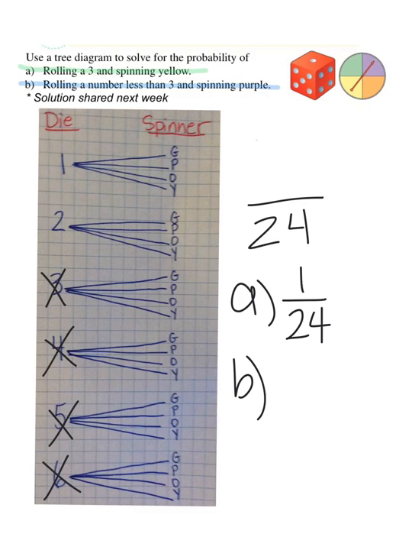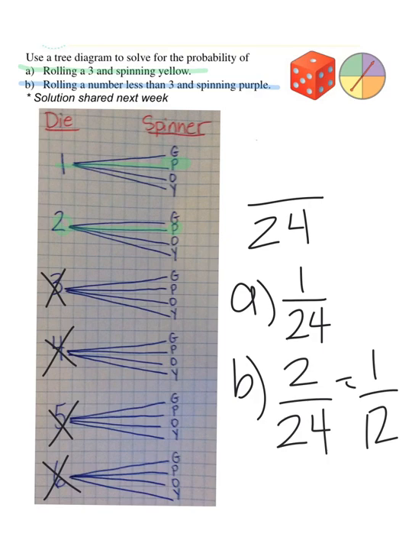So now I'm going to analyze the 1 and the 2. So I'm looking to roll a number less than 3. So I've got my 1 and 2, and I'm looking to spin a purple. So my P is my purple. So this here and this here are my only two scenarios where I am able to get that desirable outcome of rolling a number less than 3 and spinning a purple at the same time. So 2 out of 24, which I'm going to reduce to 1/12.